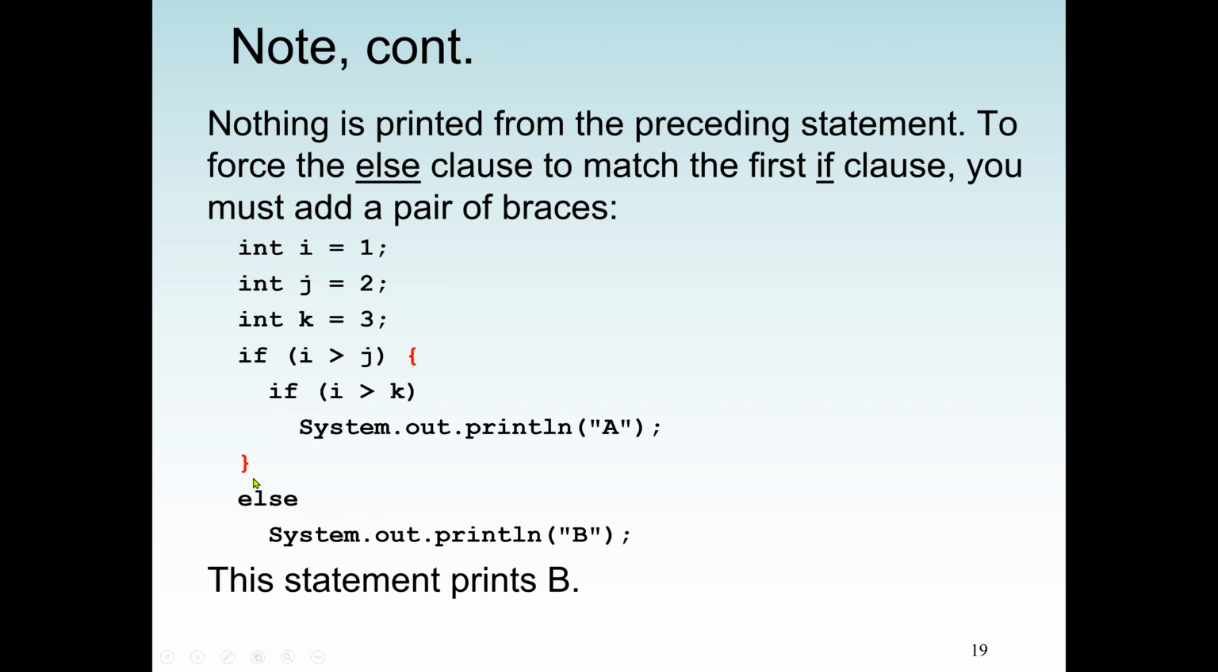So the curly brace there is very important. This is very nice in a sense that if i is greater than j is false, then we don't need to check inside. We can't go inside the parentheses or the block.